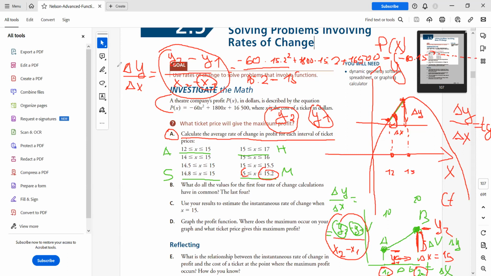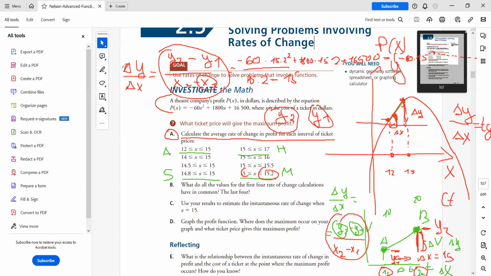Yeah, I have a question. You put 60 times 15.2 squared plus 1800, and then you did times 15.2 again. Were you meant to put 15 instead of 0.2 after the 1800 times?